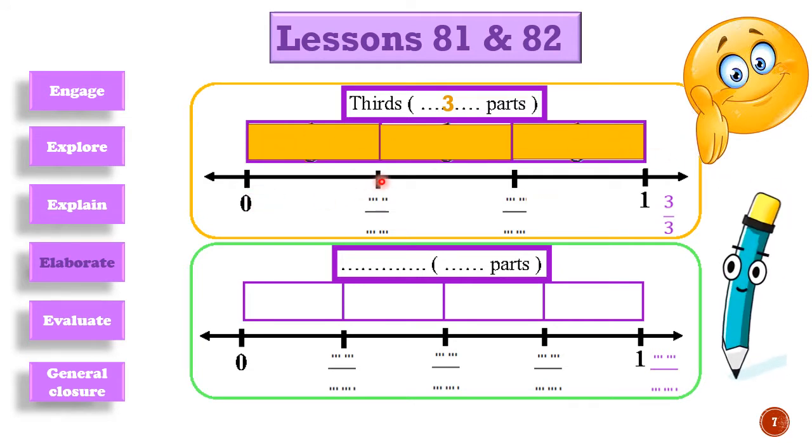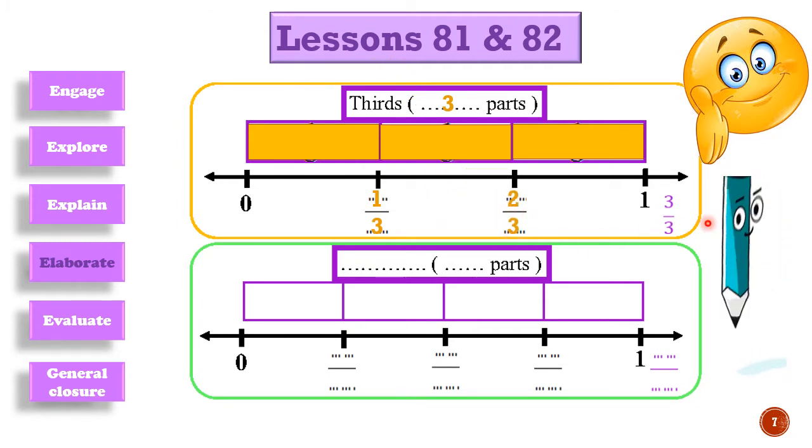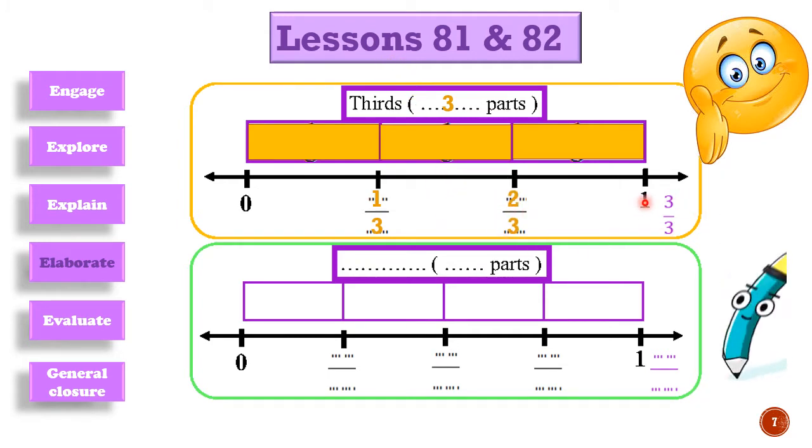Now in our number line we distribute it in 3 equal parts. In each part it will be the first part a third, second part will be 2 thirds, and third part which is 1 whole will be 3 thirds.